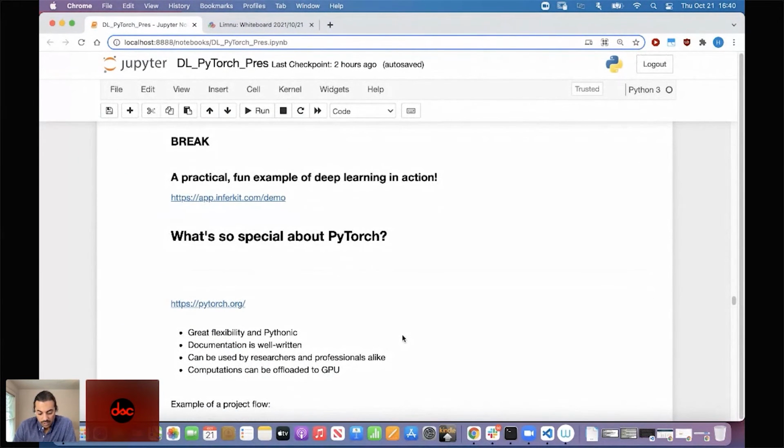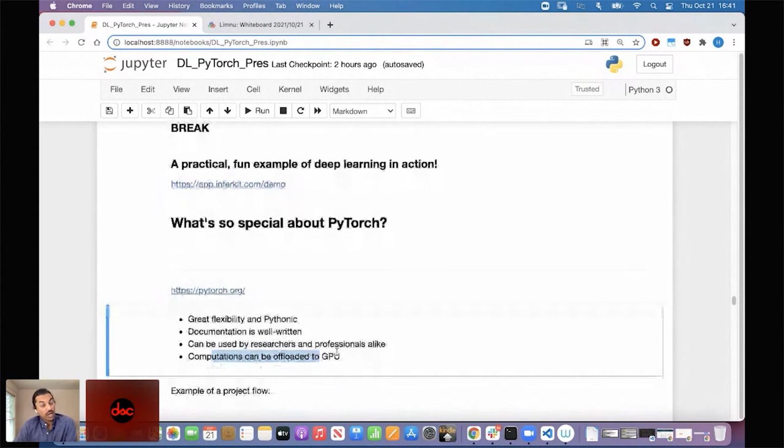There are tons of libraries out there to create models. Why are we using PyTorch? In short, it's flexible and it's Pythonic. If you're comfortable with Python, you'll be right at home with PyTorch. It has great documentation. Probably the biggest one, and I know TensorFlow can do this too, is that computations can be offloaded, so you can shove all that to your graphics card.